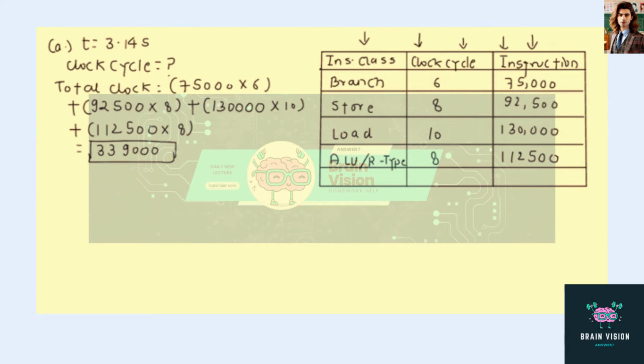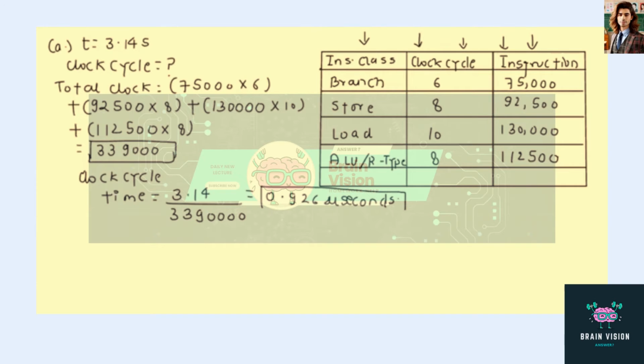So this is the total clock basically. We have to find out the clock cycle time, which we have been asked here. So this will be given by 3.14 divided by this total clock, 33,90,000. So it comes out to be equal to 0.926 microseconds. So this is the answer for this part.